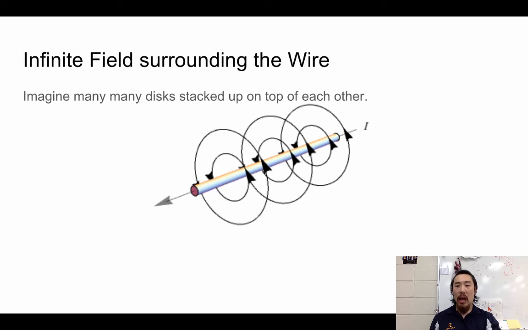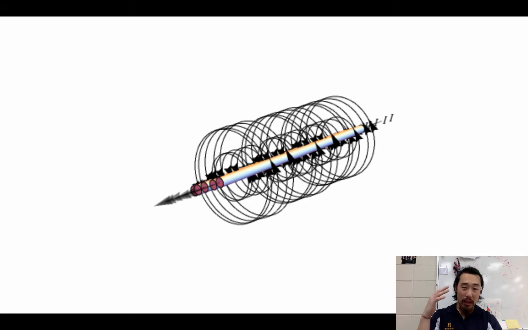In a lot of drawings, you'll see that the magnetic field is drawn as three separate disks or one disk, but in actuality, there's like an infinite amount of disks. So imagine the fields are on top of each other. It doesn't really look like what you see on the screen. It looks more like this. All right, so just disks on disks on disks.